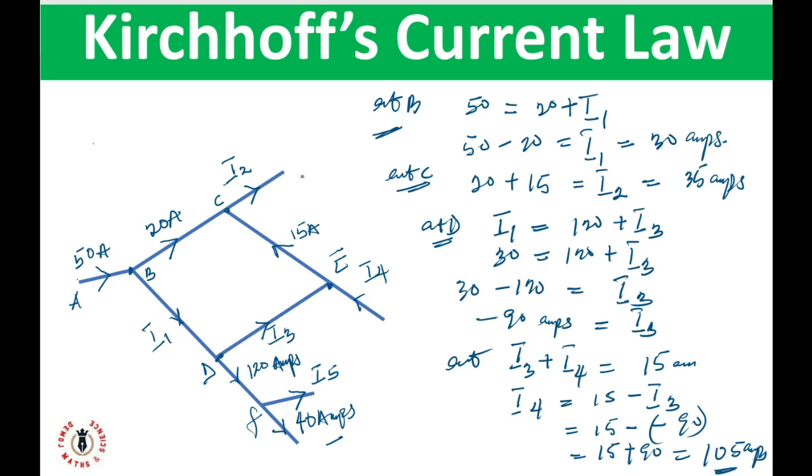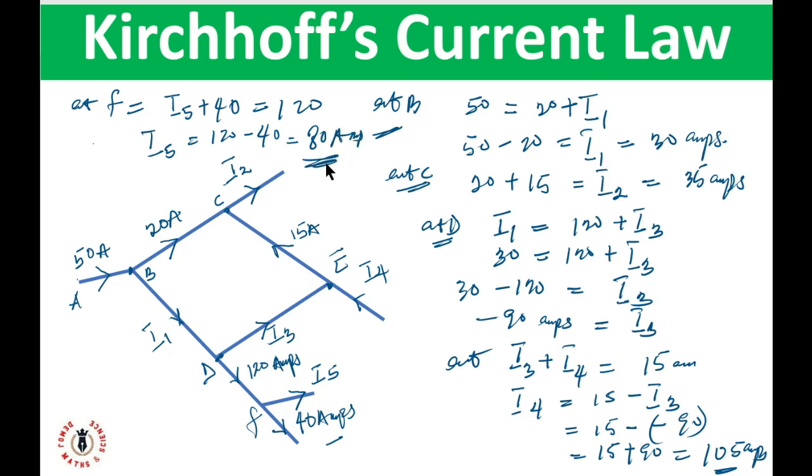Let's solve for I5. I think that's the last node, at node F. At node F, I have that 40 amps is leaving the node, I5 is leaving, and 40 plus I5 will be the same thing as 120. I5 will be the same thing as 120 minus 40, which is equal to 80 amps. I5 is the same thing as 80 amps.